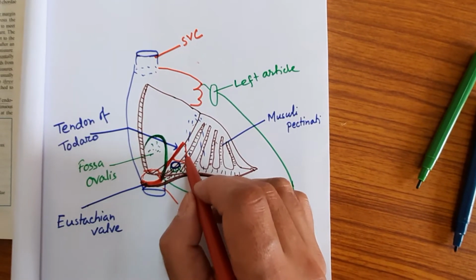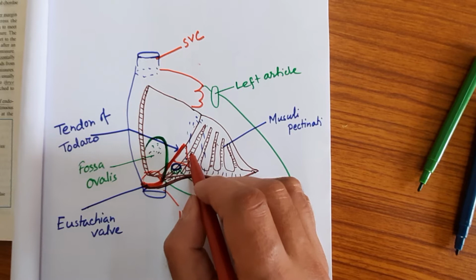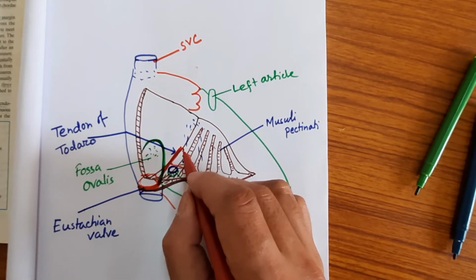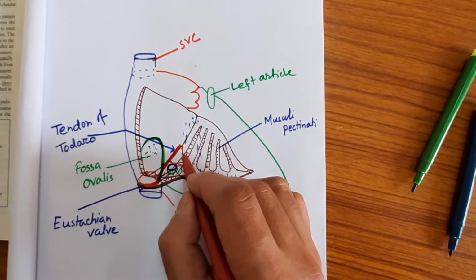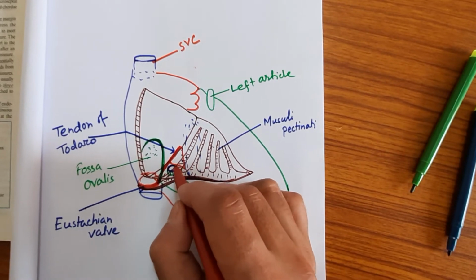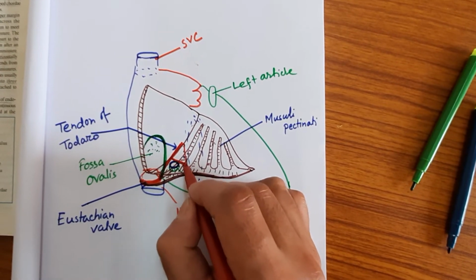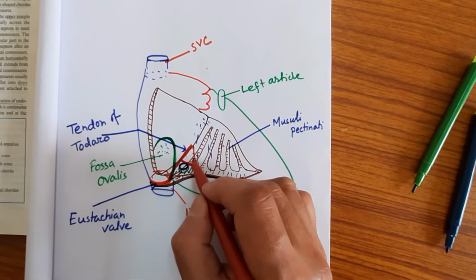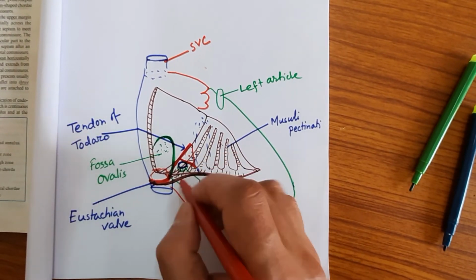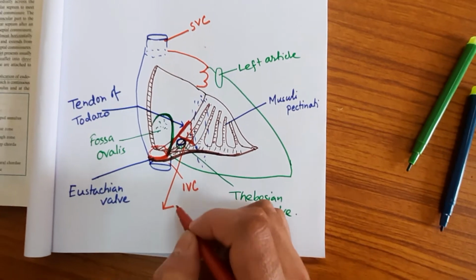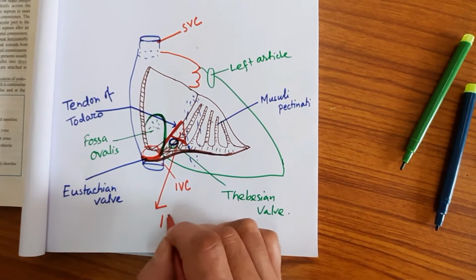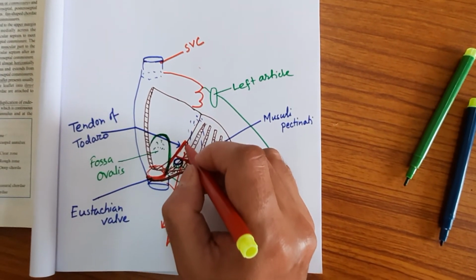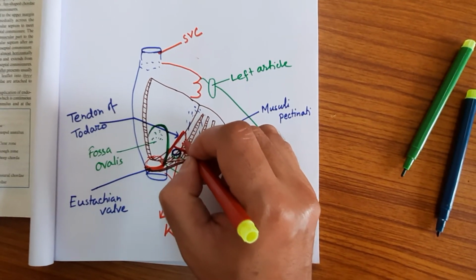What is the triangle of Koch? In front, this is the base of the septal leaflet of the tricuspid valve. Behind, by the intermedial margin of the coronary sinus, and above, this is the tendon of Todaro. So here you'll get one triangle, and this triangle is known as the triangle of Koch, K-O-C-H. Why is this important? In this triangle of Koch, the AV node lodges.